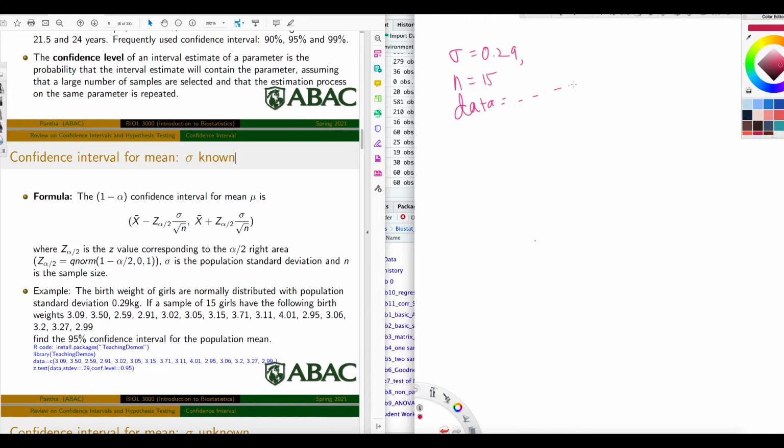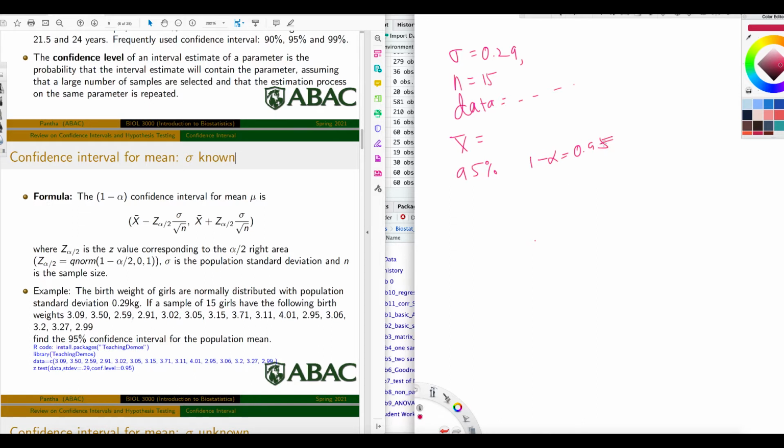Okay, data is given here. So what is x bar? We will find that x bar from R, or you can find it using a calculator. And then it says find the 95% confidence interval. So 1 minus alpha is 95%, 1 minus alpha is 0.95.